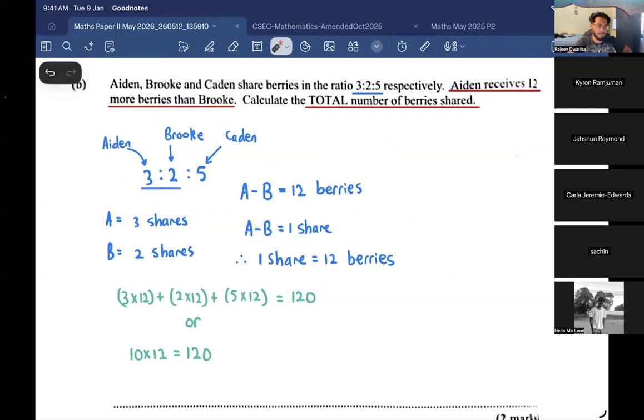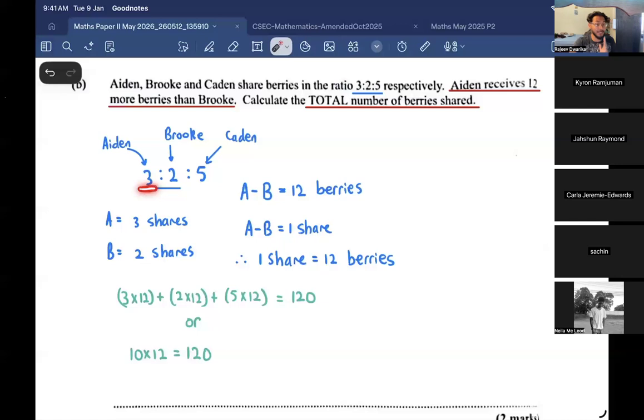Carla, do you understand the other method, the 10 by the 12? The first one was simpler. When you think about it, it's not really that different. Because think about it, Carla, how many shares does Aidan get? Three. Oh gosh, I keep saying that.